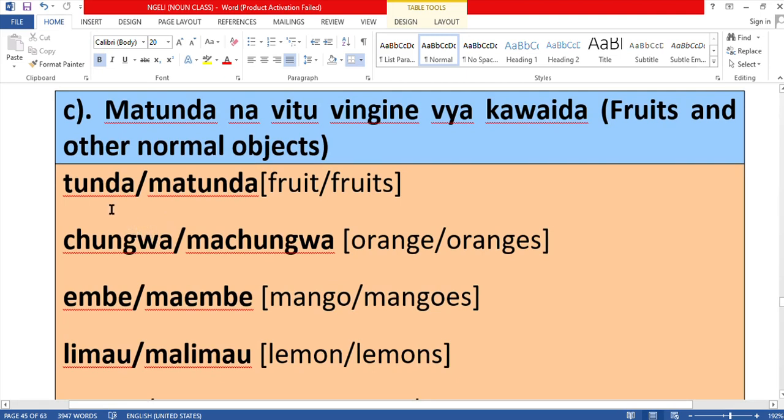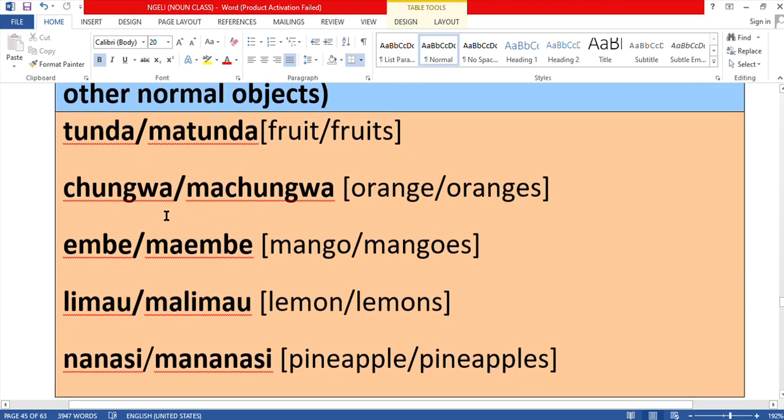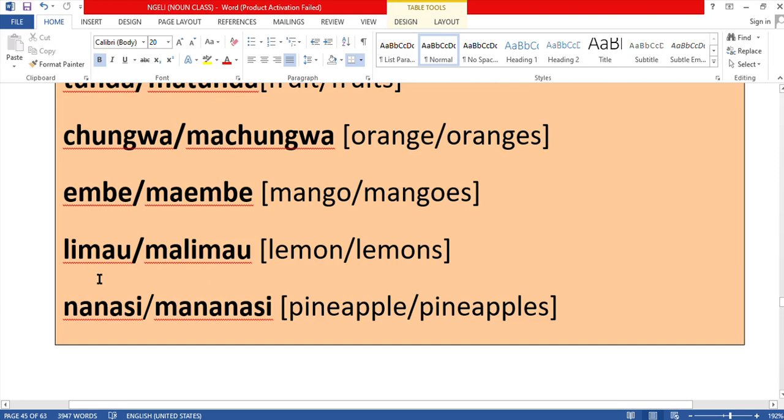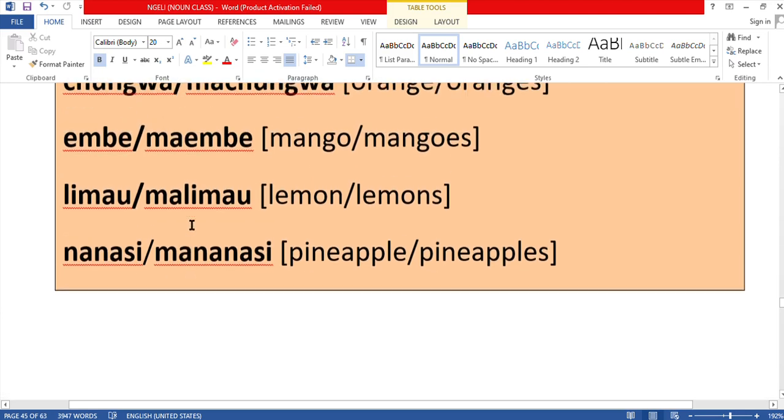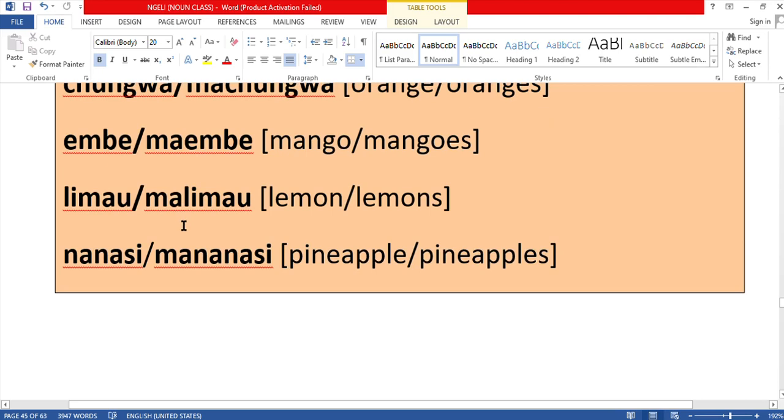Tunda, matunda. Chungwa, machungwa. Embe, maembe. Limau, malimau.